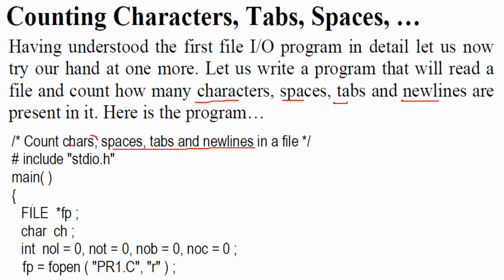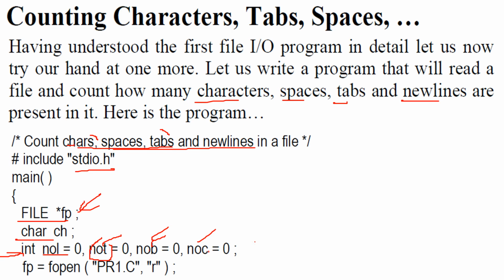So what we will do here, we will include stdio.h, we'll make a file pointer, and we'll have some variables like this. These integer variables are simply for counting: this is for the number of lines, this is for the number of tabs, this is for the number of characters and blanks. L, T, B, C are for all these. It depends on you what names you choose.